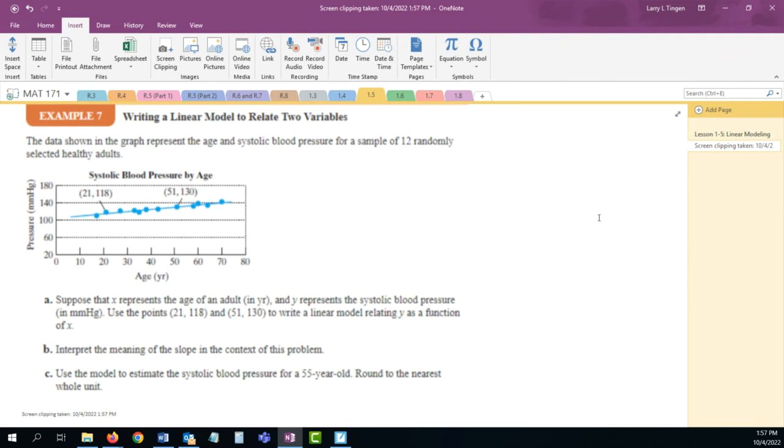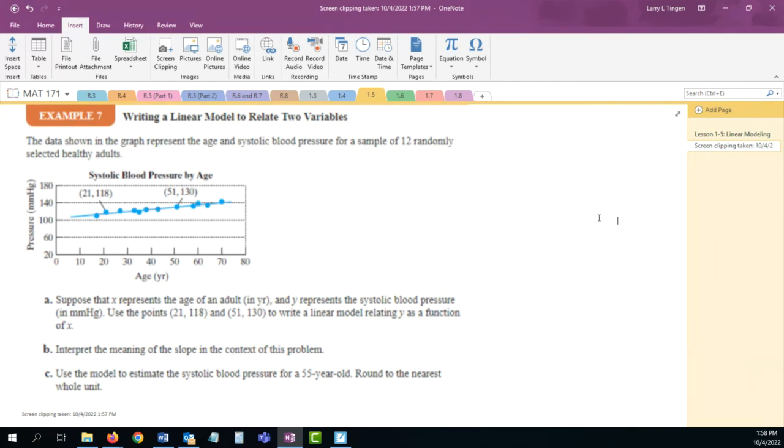the way we're going to start this is we're going to model this by taking 2 points out of that data set, creating a linear model. So if I get 2 points, I can draw a straight line through them. And picking those 2 points, the problem does it for us. The points are (21, 118) and (51, 130).